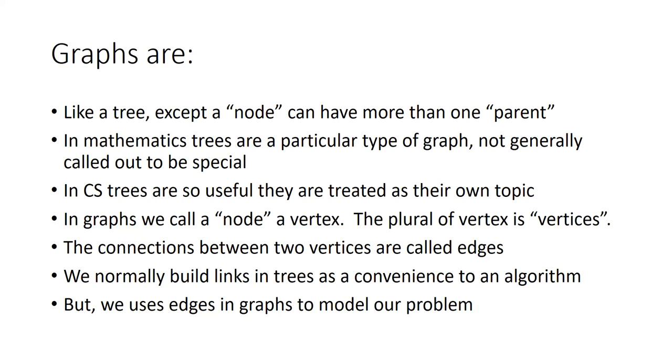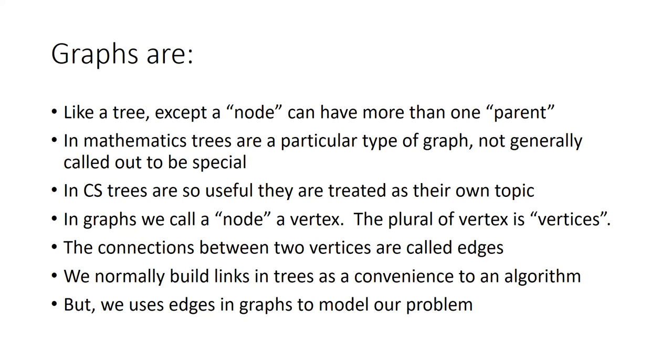In graphs, we call a node a vertex. It's what Euler came up with in 1736 to call these things, so it predates computer science. The plural of vertex is vertices. The connections between two vertices are called edges.